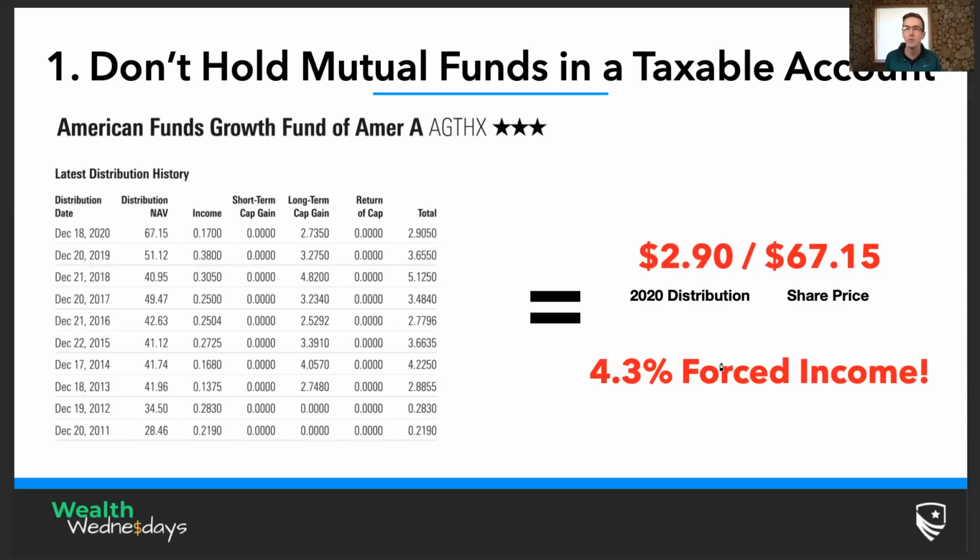So on the screen right now, we have American Funds Growth Fund of America, and we have their distribution history. I've taken this from Morningstar. Everyone can look this up if they go to the performance tab for a given fund on Morningstar.